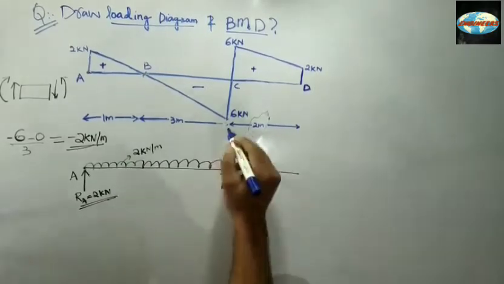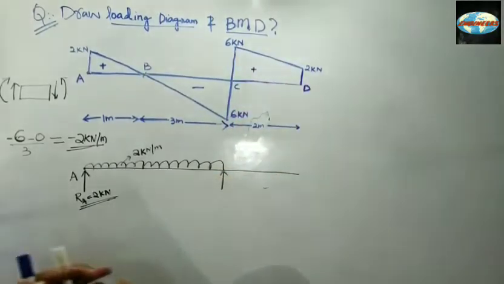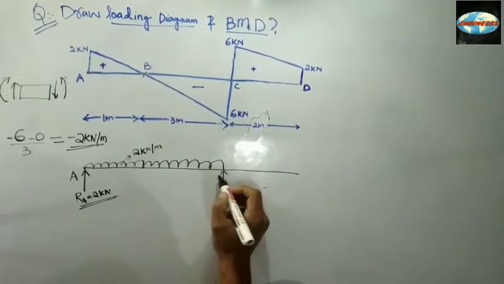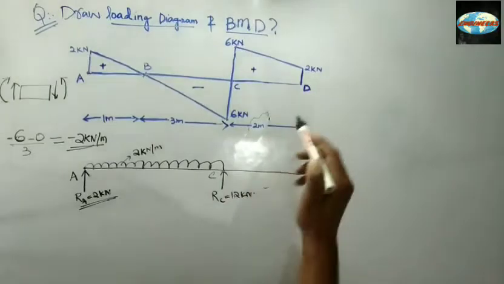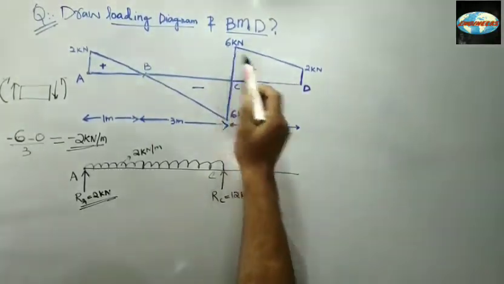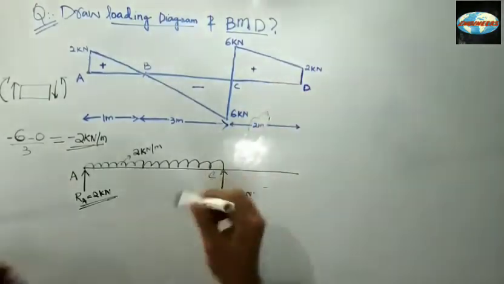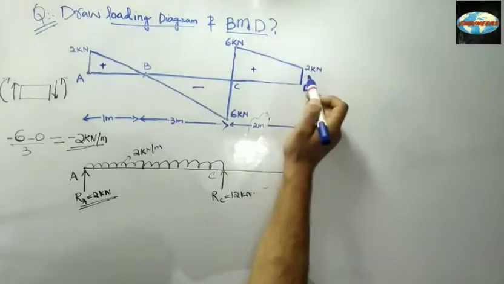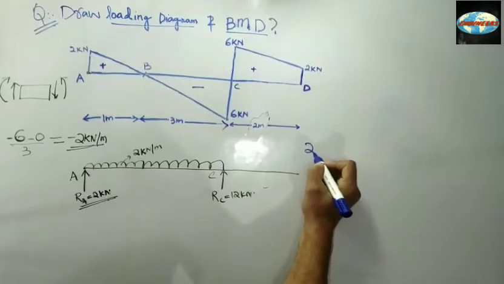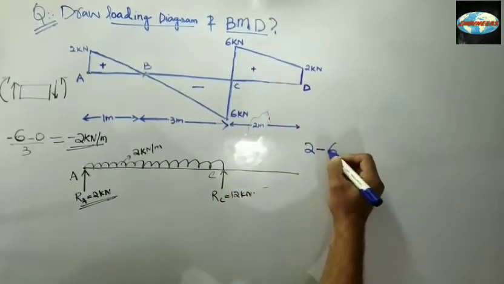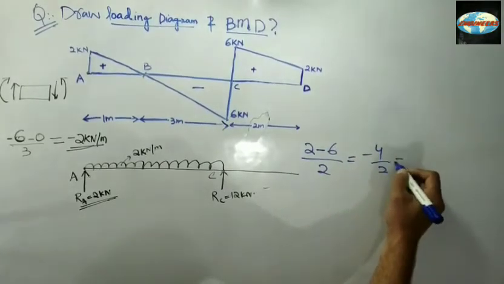Now see, after this point, after we get a support over here, the reaction RC is equal to 12 kilonewton. Now from C to D we again have an inclined line, and whenever there's an inclined line in SFD, think that the load is UDL. Since the load is UDL from this point to this point, how do we calculate the intensity of that load? Final value minus initial value, that's 6 minus 2, divided by 2. So we get minus 4 divided by 2, and you get minus 2 kilonewton per meter.